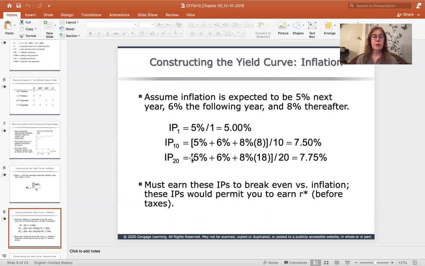This is calculating the inflation premium for a 20-year bond, 7.75%. So we're going to need these to calculate the nominal rate of return for a 1-year bond, a 10-year bond and a 20-year bond, which we'll do in a few slides. So that's how you calculate the inflation premium.